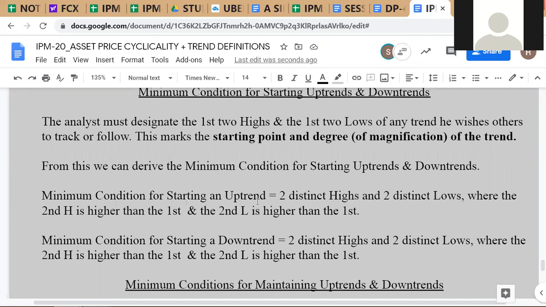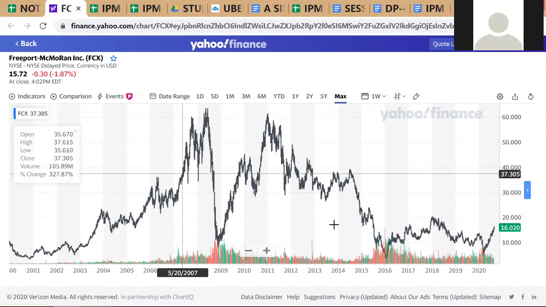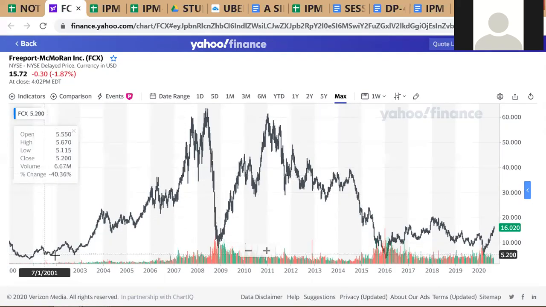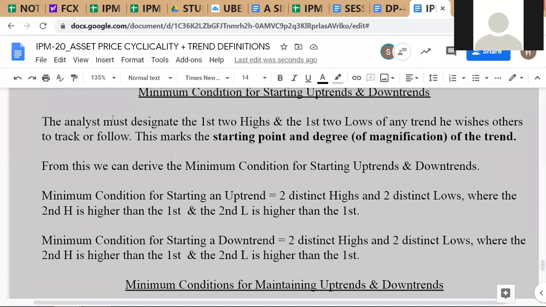So what do we have for the minimum condition for starting an uptrend? Two highs, two lows. Second high is higher than the first, second low is higher than the first. Because remember, what did we say? If you go back to the previous section before this, we said an uptrend is higher highs and higher lows, okay? T plus 1 is higher than T for both highs and lows, okay?